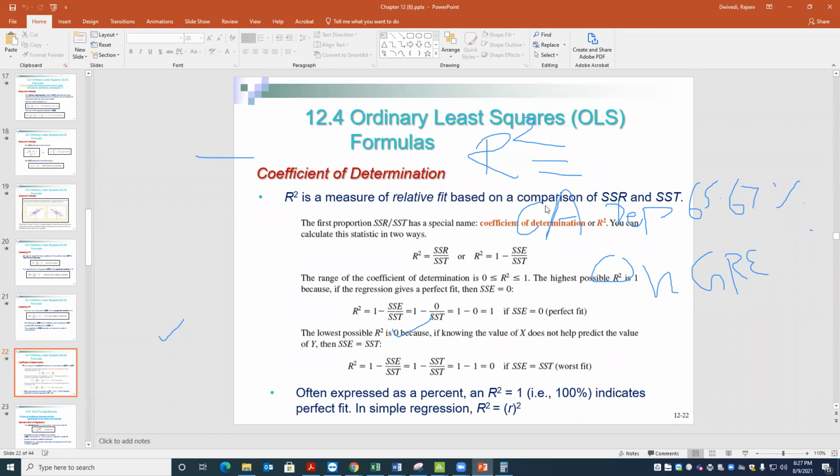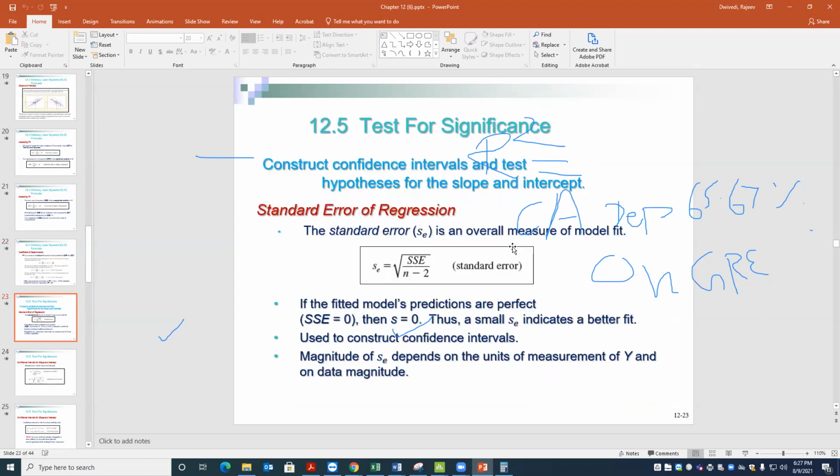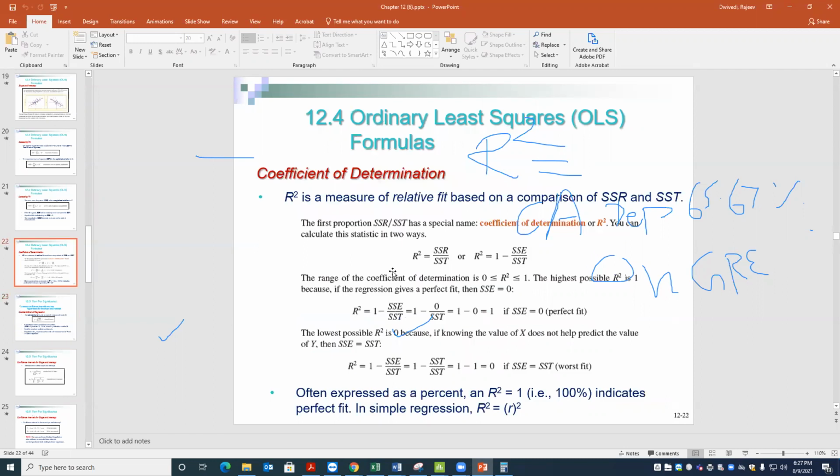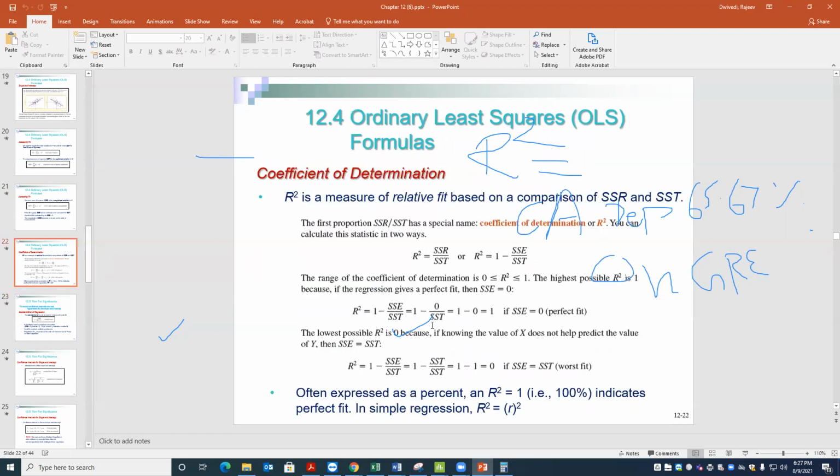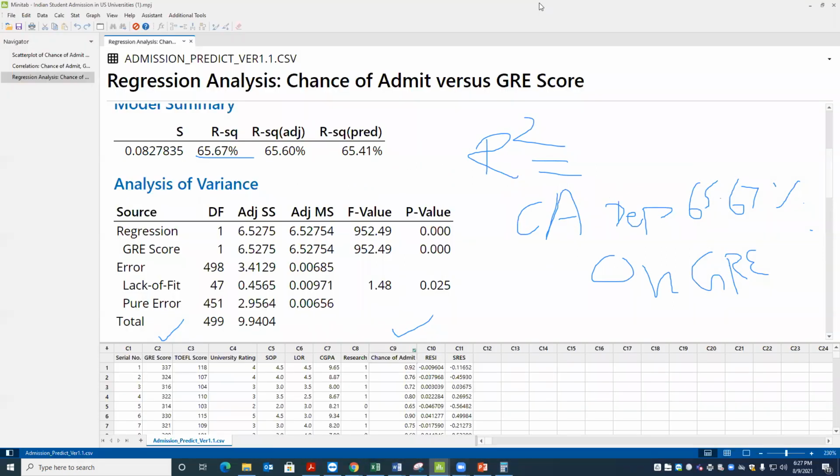Yeah, this is called the coefficient of determination. So you often say R square. Basically, R square value is between 0 and 1. When you read, you will see the wording. Simply, 65.67% chance of admission depends on GRE score. Now let's go back.